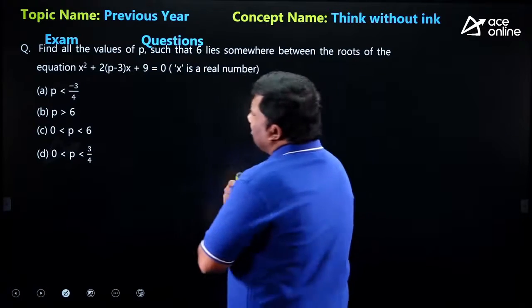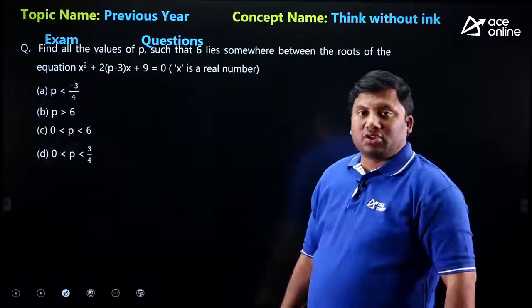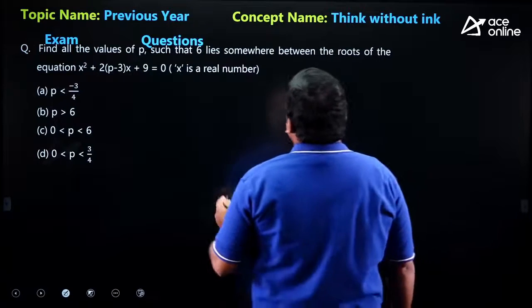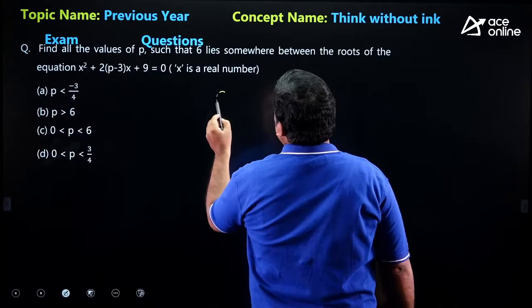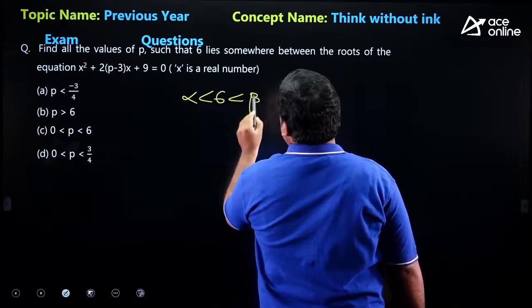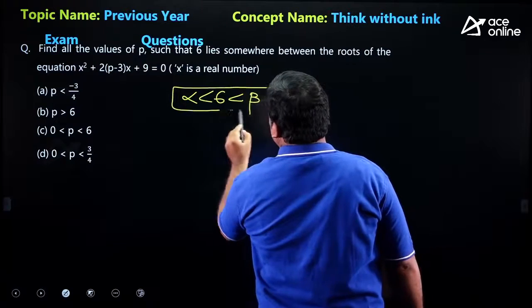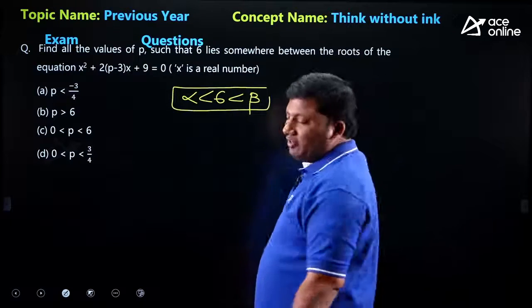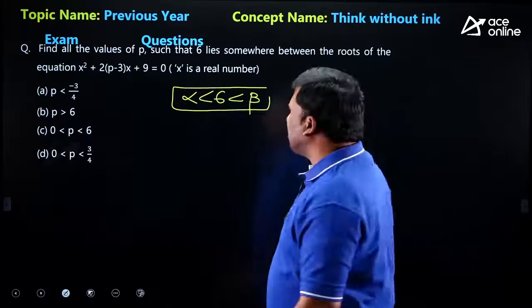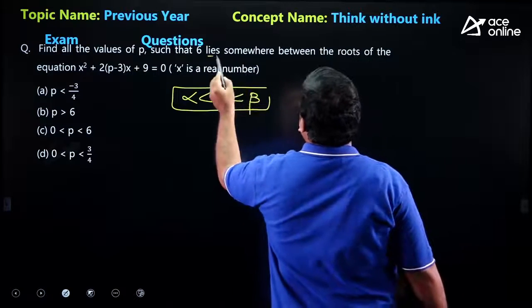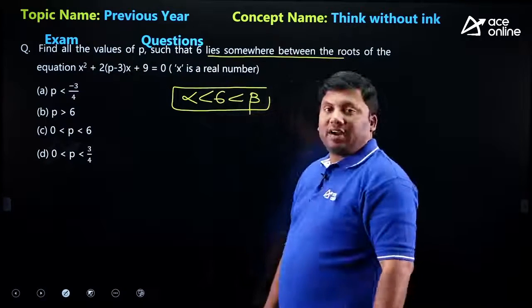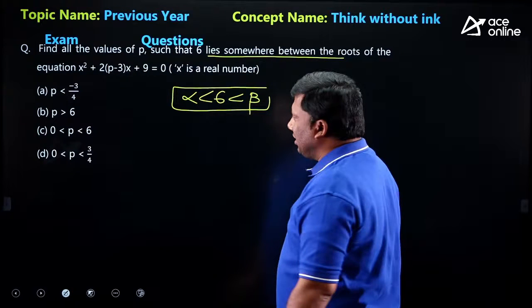Most of the students have taken a lot of time to solve this question. The question is, find all the values of p such that 6 lies somewhere between the roots of the equation. If the roots of the equation are alpha and beta, 6 lies between the two roots, alpha and beta. What are alpha and beta?